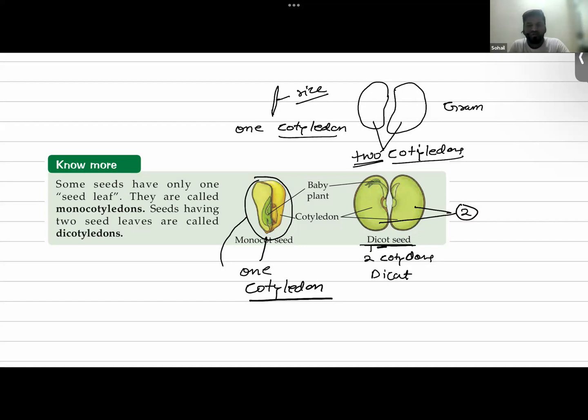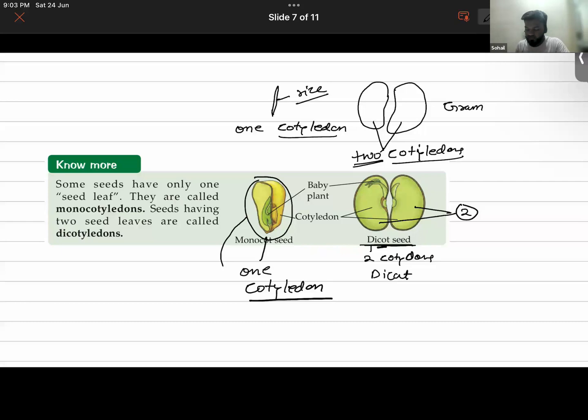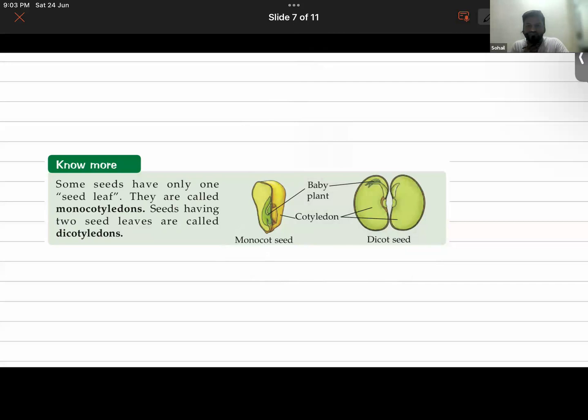So what is the difference between monocotyledons and dicotyledons? Mono. Two. Difference. Okay, look, I'm just erasing this one. Now answer me. See this one here.